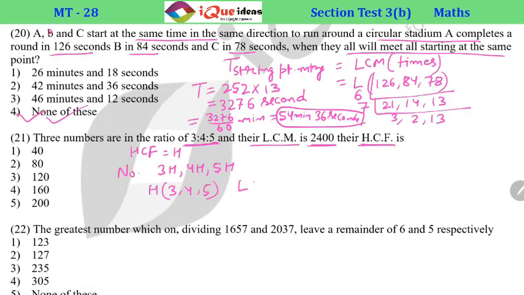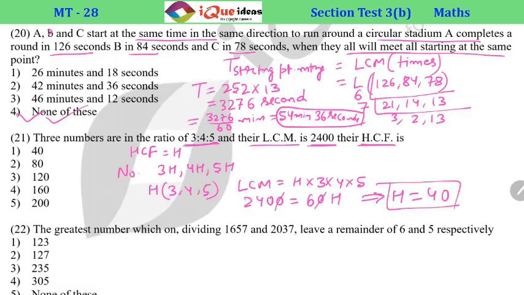Hence LCM will be equal to H into 3 into 4 into 5. And LCM is given as 2400. So 2400 is equal to 3 4s are 12 and 12 5s are 60, so 60 into H. So clearly from here we see that H is equal to 40, 0 and 0 cancel, 6 cancels, 24 4 times. So the HCF of these numbers is 40, that is the first option.